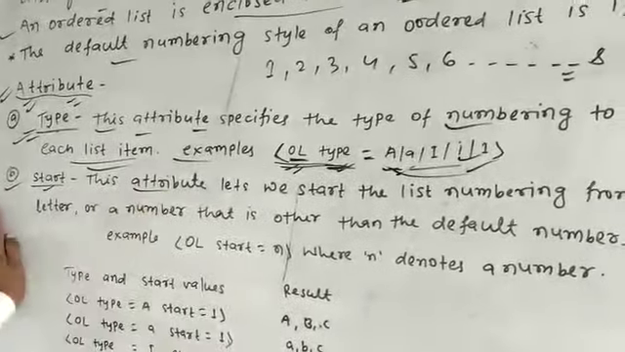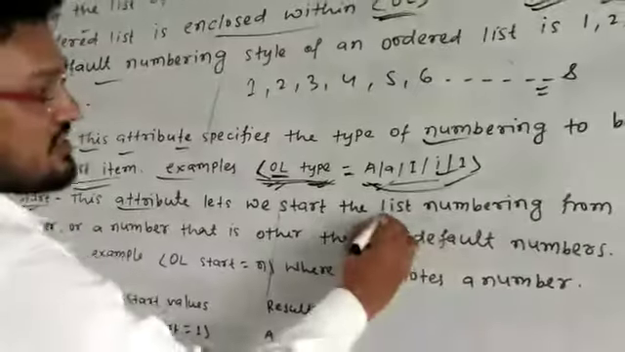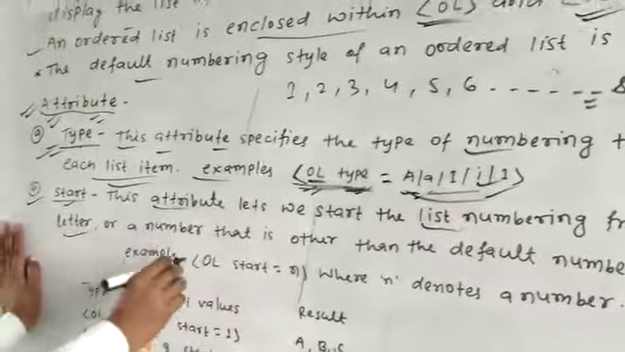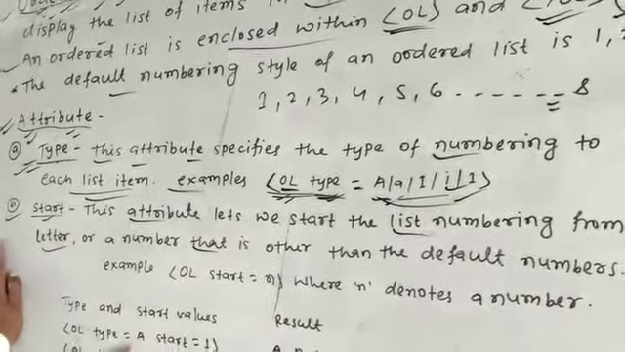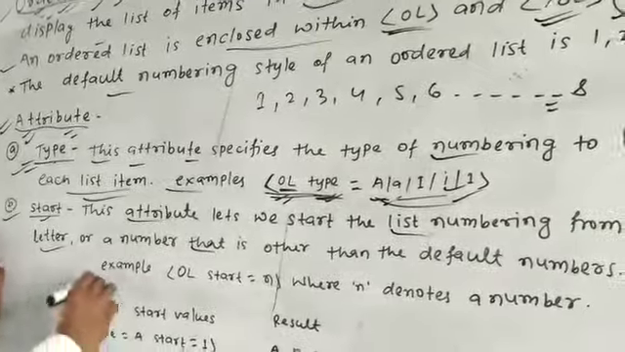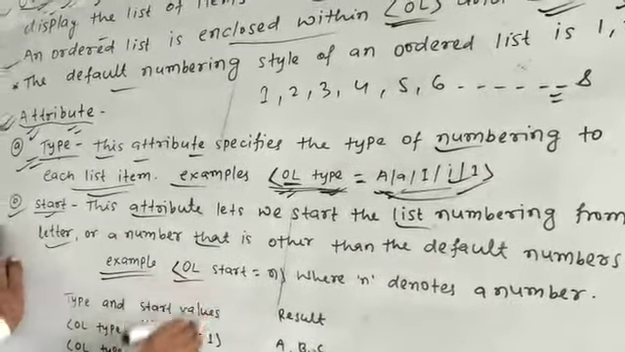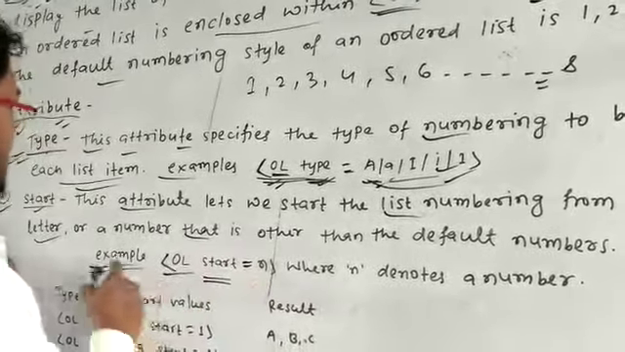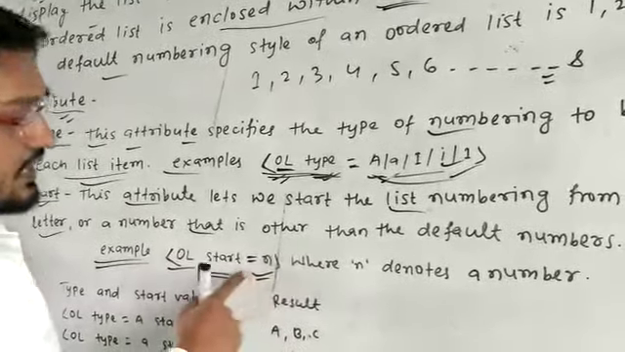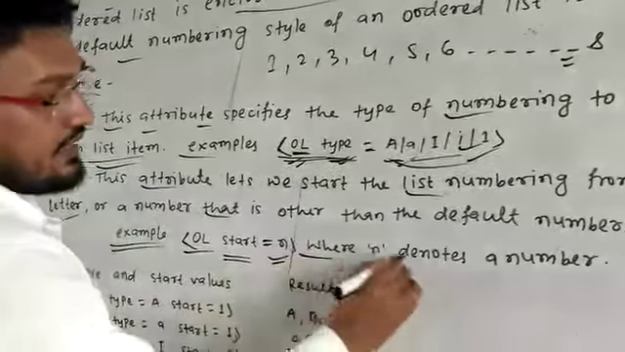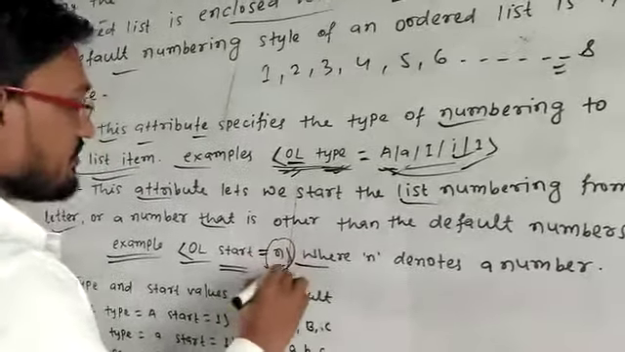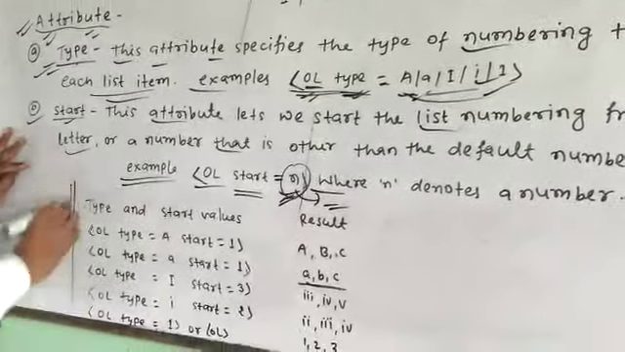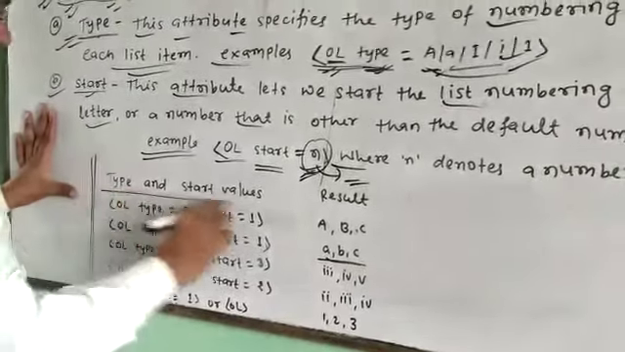This attribute lets us start the list numbering from a different letter or number other than the default number. For example, in the ordered list we mention start, and it denotes a number. Here we give the type and the start value.